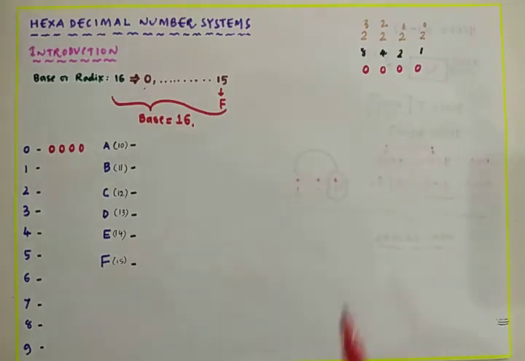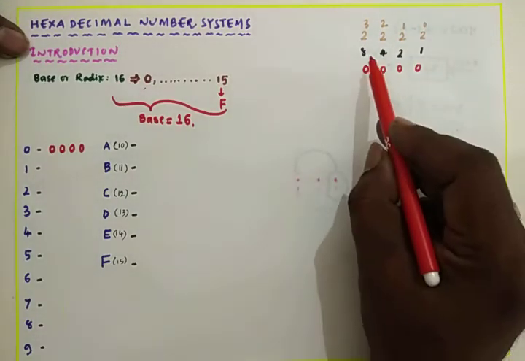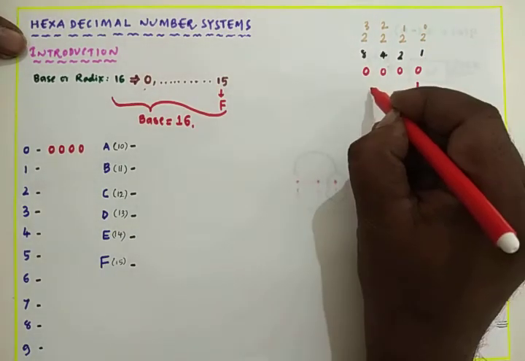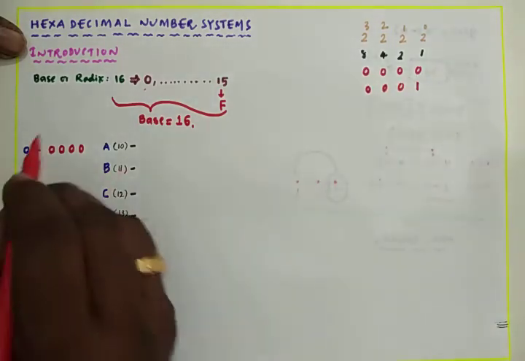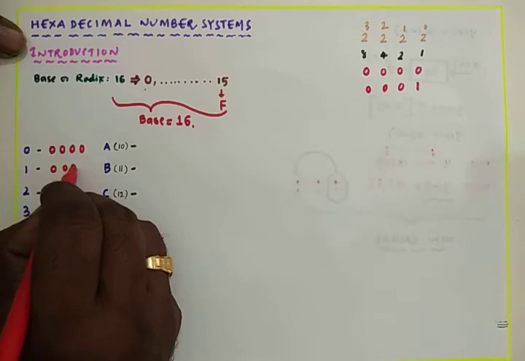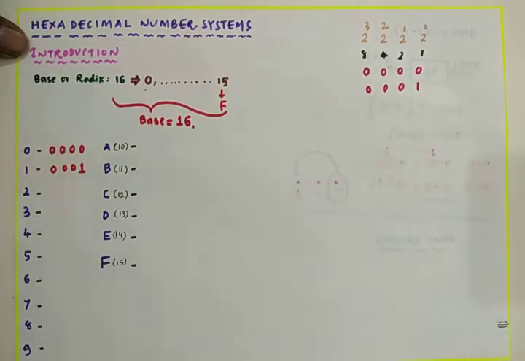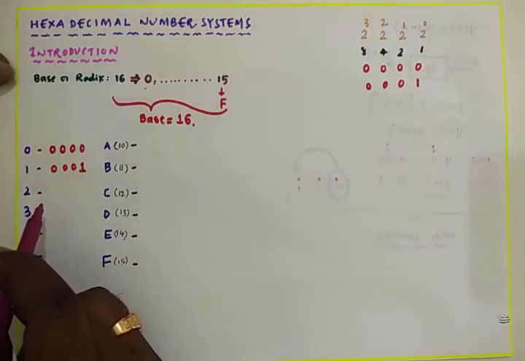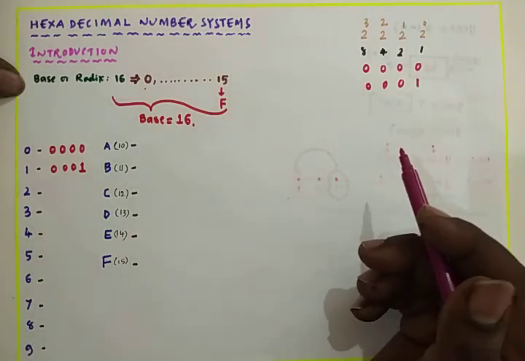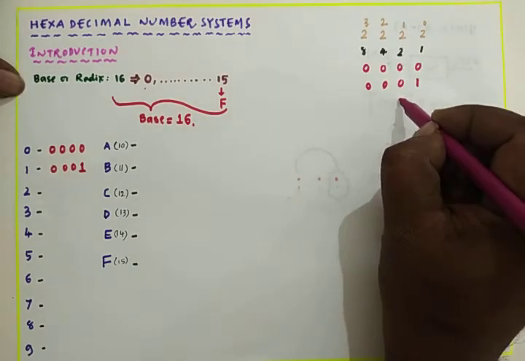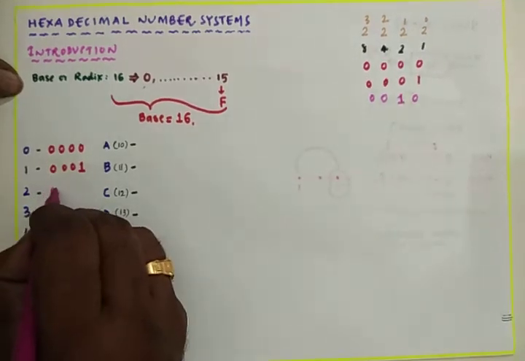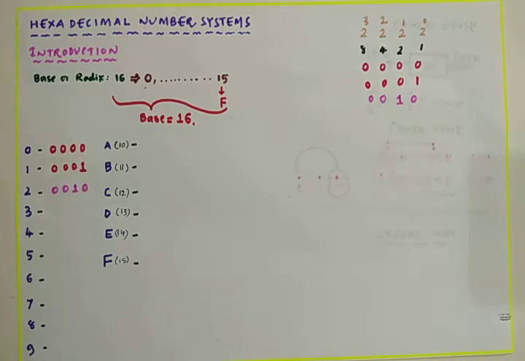Coming to the hexadecimal 1, the places are 8 4 2 1. I require 1, so I put 1 in the place of 1 and remaining zeros: 0 0 0 1. So hexadecimal 1 is represented in binary as 0 0 0 1. Next, hexadecimal 2. I require 2, so wherever 2 is there, I put 1 and keep zeros in the remaining places: 0 0 1 0.